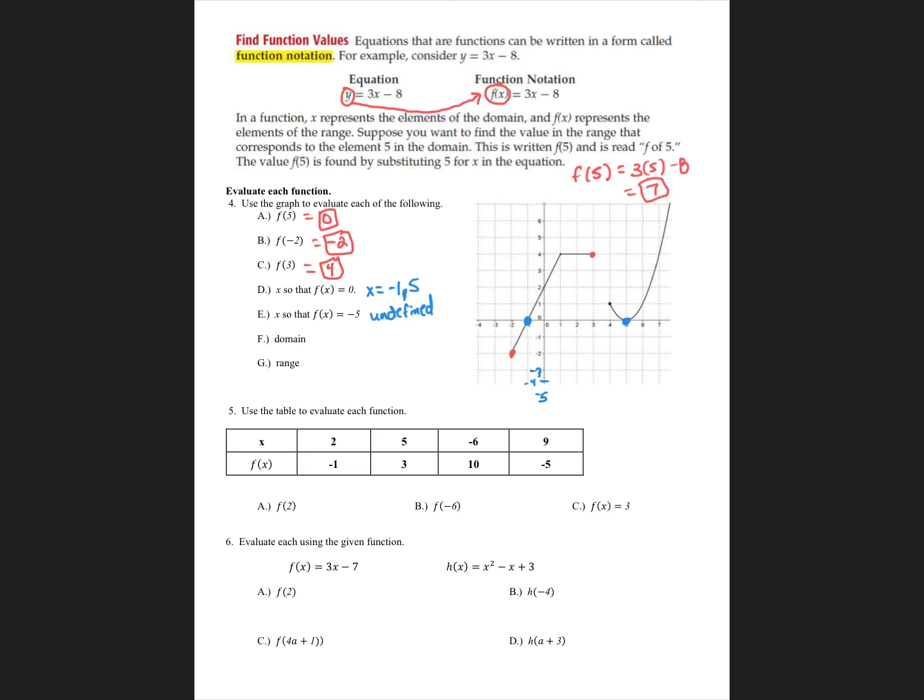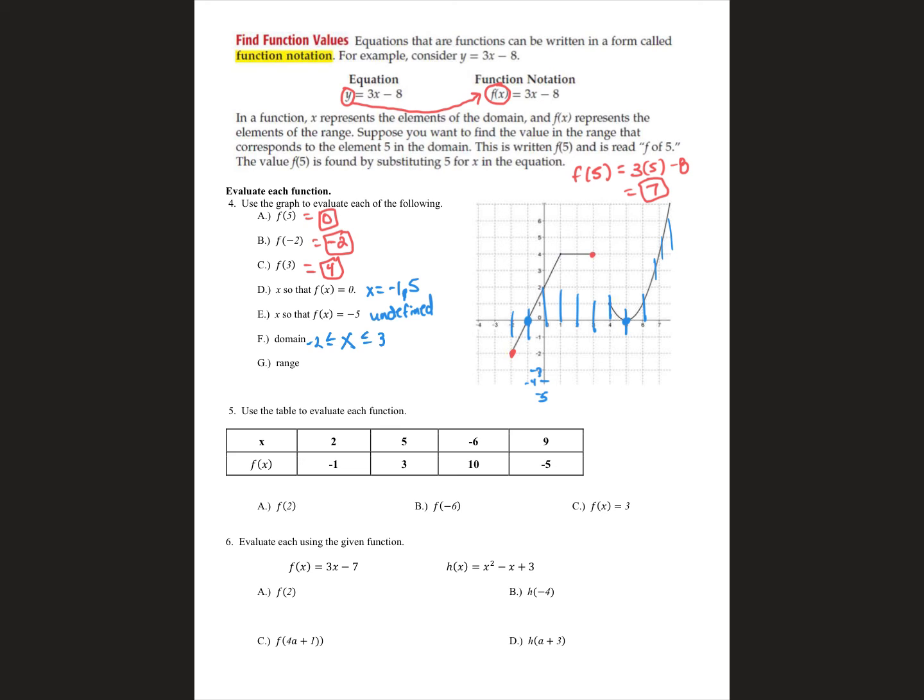What's my domain? All right, so again, domain is all our x values. Remember, we go left to right. So it starts at -2, -1, 0, 1, 2, 3 is hit, 4, 5, 6, and then it goes on forever for all my x values. So to denote that, we're going to put x is greater than or equal to -2 and less than or equal to 3, since 3 was included.